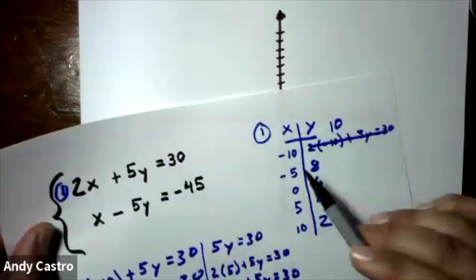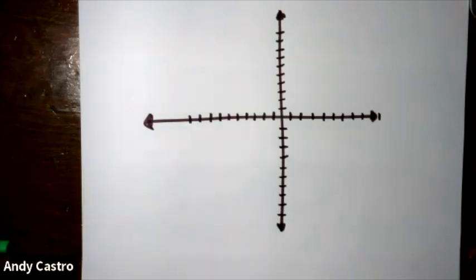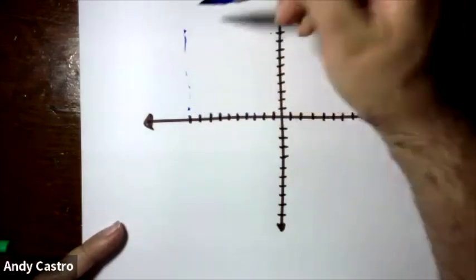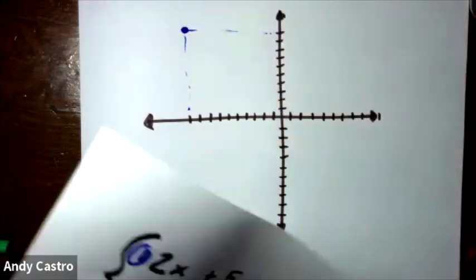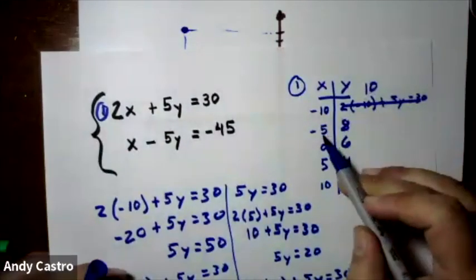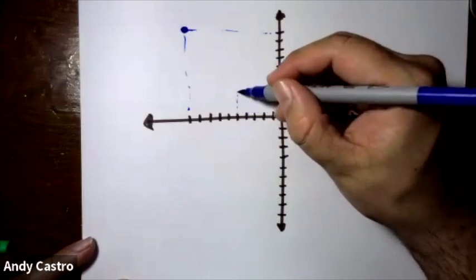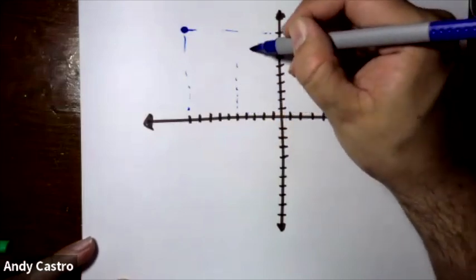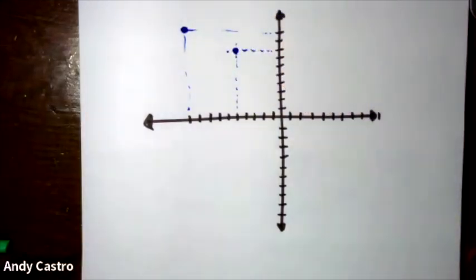So from here, my first point is -10, +10. I did 10 hashes for each side here, so we know that that's going to be right here. -10, 10. Then we have -5, 8. -1, 2, 3, 4, 5. 1, 2, 3, 4, 5, 6, 7, 8. All right, so we got that right there.